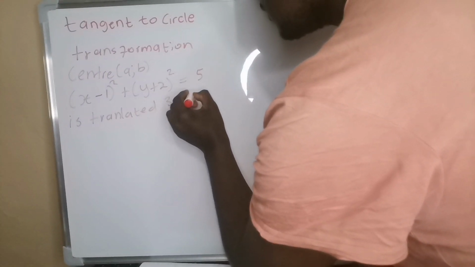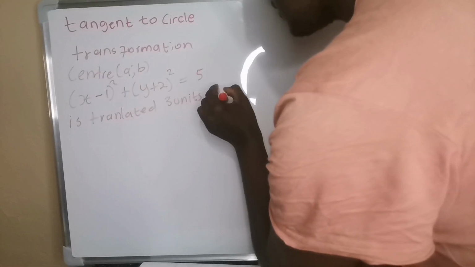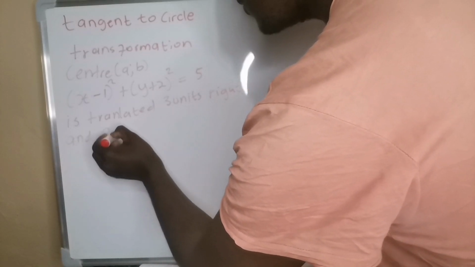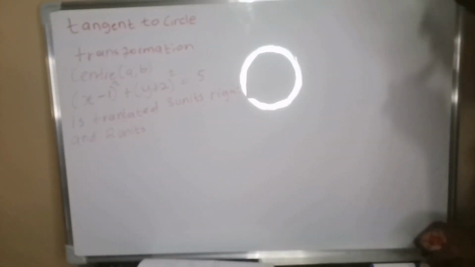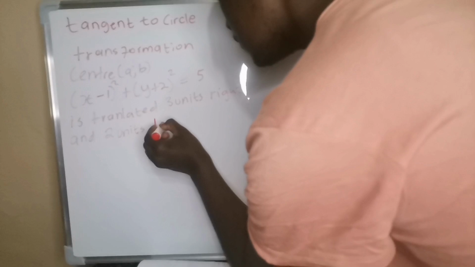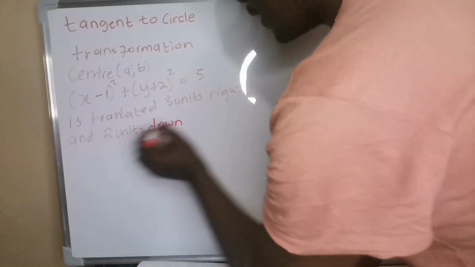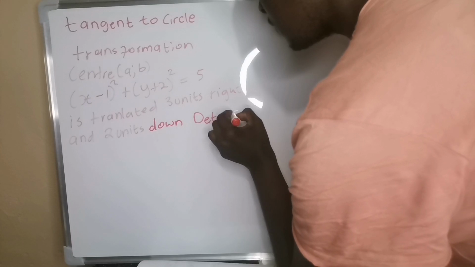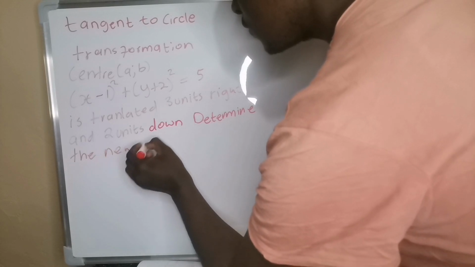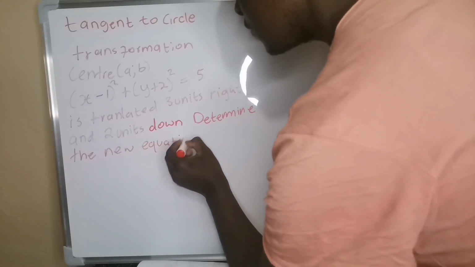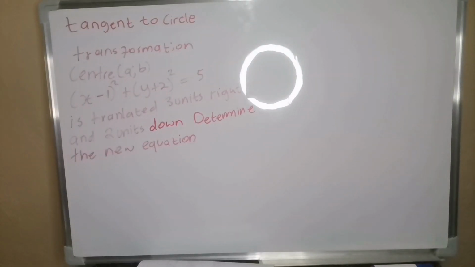So this equation is translated 3 units right and 2 units down. And here, now determine the new equation. Determine the new equation. So that's for the writing there.